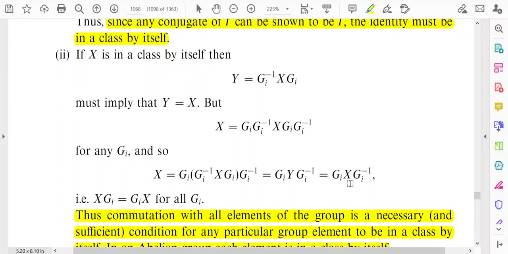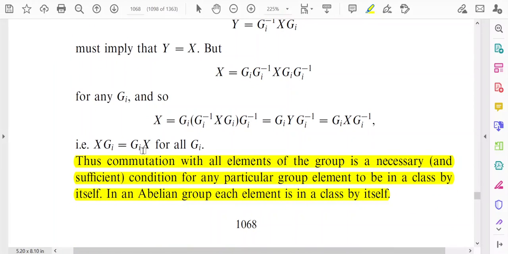So, x is equal to Gi x into Gi inverse. This relation suggests that x into Gi is equal to Gi into x, because if you multiply Gi inverse from the right, then you can show that x into Gi is equal to Gi into x from this relation. But this relation is actually the commutation relation. Thus, commutation with all elements of the group is a necessary condition for any particular group element to be in a class by itself, because we have assumed that x forms a class with itself. So, if it is true, then this commutation relation must hold.